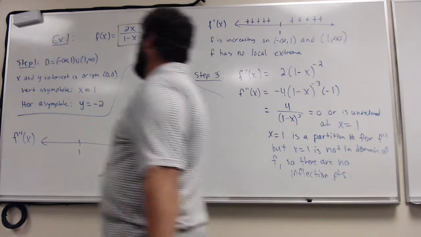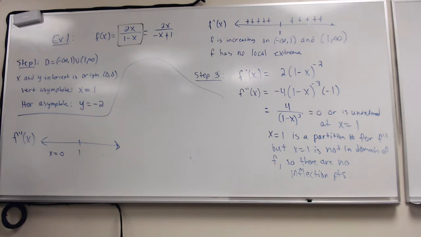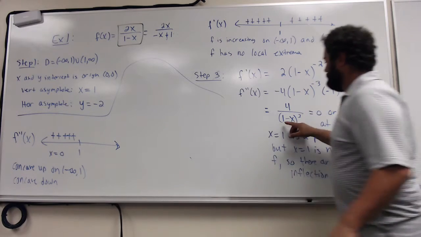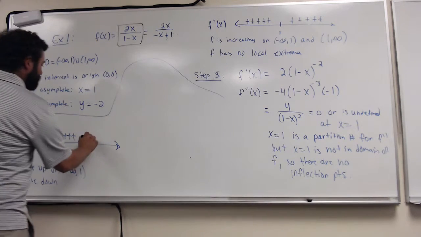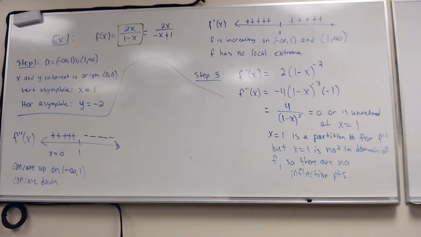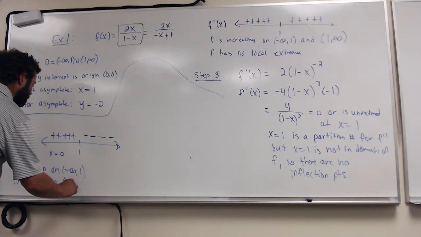What's a good test value to the left of 1 that would be easy to use? 0. So at x equals 0, you plug in 0, you're going to get 4 over 1. So you're concave up to the left of 1. And then you're going to be concave down. What happens if you plug in positive 2 to the second derivative? 1 minus 2 cubed is negative. The numerator is still positive. So the second derivative is going to change signs at positive 1. So it's concave down on 1 to infinity.